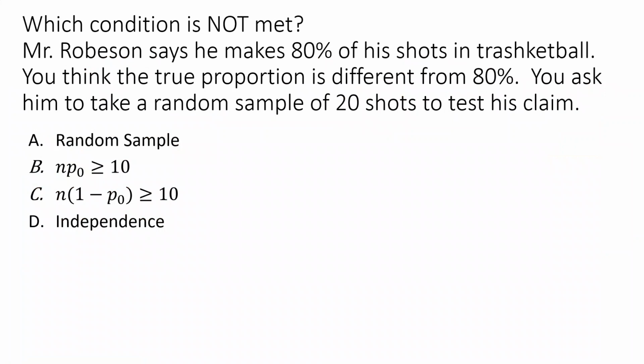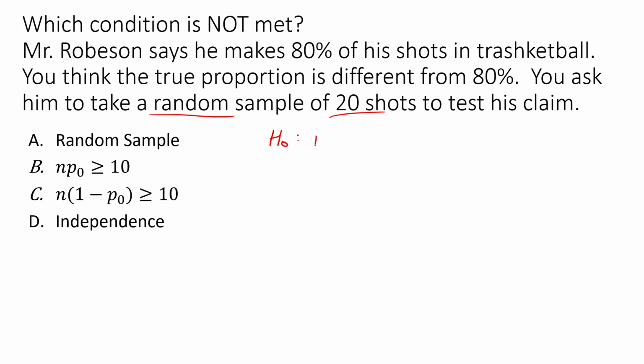So here's another one. Which condition is not met? Mr. Robeson says he makes 80% of his shots in trash ball. You think the true proportion is different from 80%. You ask him to take a random sample of 20 shots, just 20 random shots from around the classroom.